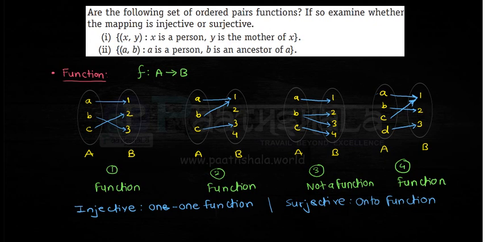What is surjective? What is an onto function? Surjective means onto function. Surjective or onto function means range is equal to codomain.